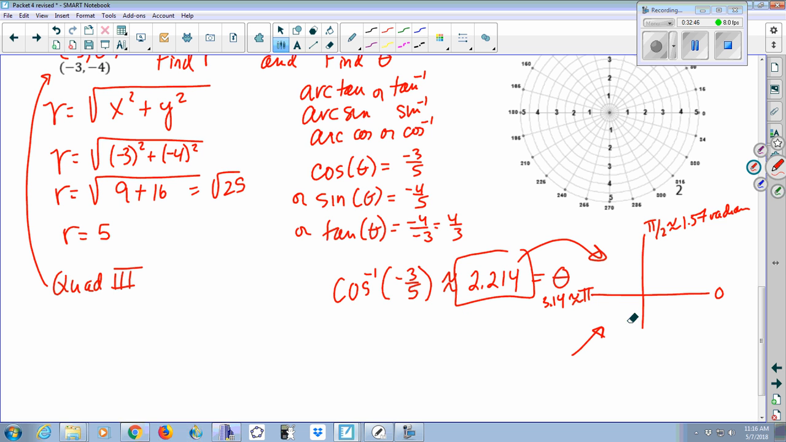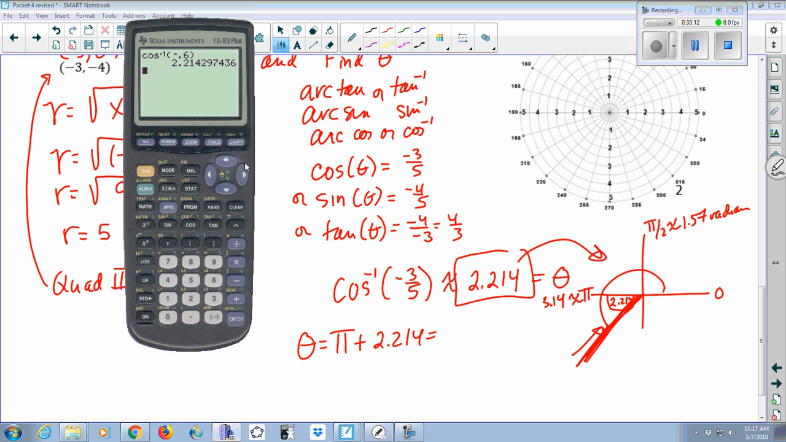So where will we be located? What theta will we be with this reference angle in the third quadrant? Well, we have 2.214 right here as our reference angle, and to get this particular theta, you add pi to this number. So theta is pi plus 2.214. If you throw that into your calculator, I want to take the second answer here and add pi to it. 5.355. Is that right?